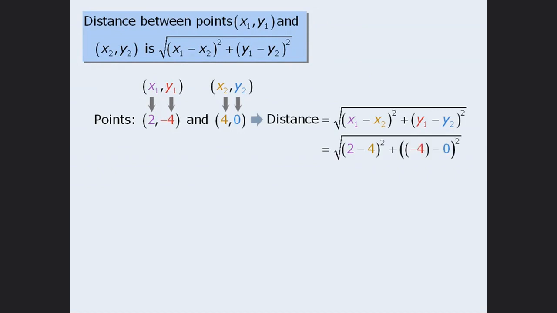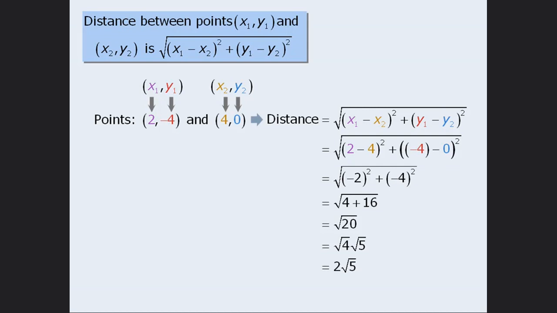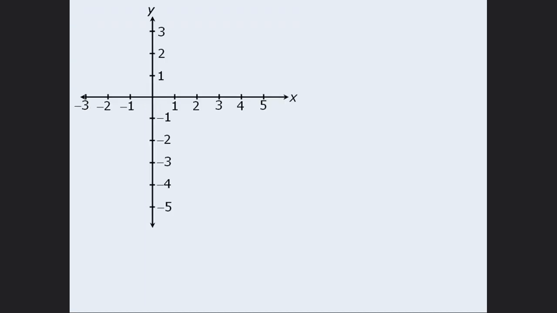From here, we'll take the distance formula and plug in the corresponding values. Next, we will simplify the information inside each bracket and then square -2 and -4 to get 4 and 16. Finally, 4 plus 16 equals 20, and we can simplify the square root of 20 by first rewriting it as root 4 times root 5, which simplifies to be 2 root 5.